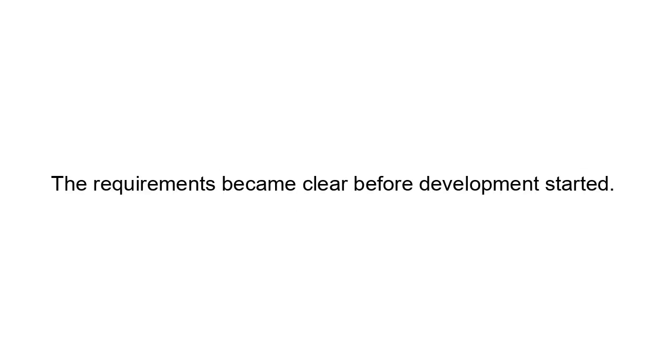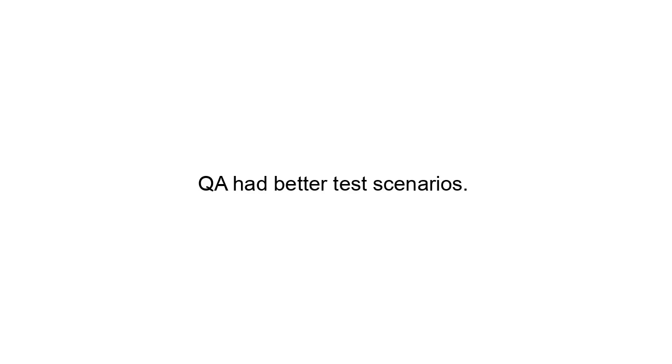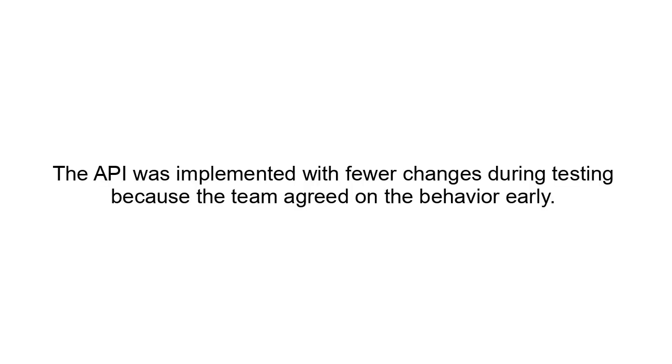Result: the requirements became clear before development started. QA had better test scenarios. The API was implemented with fewer changes during testing because the team agreed on the behavior early.